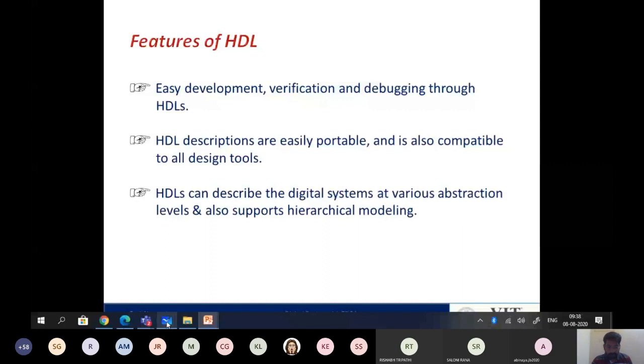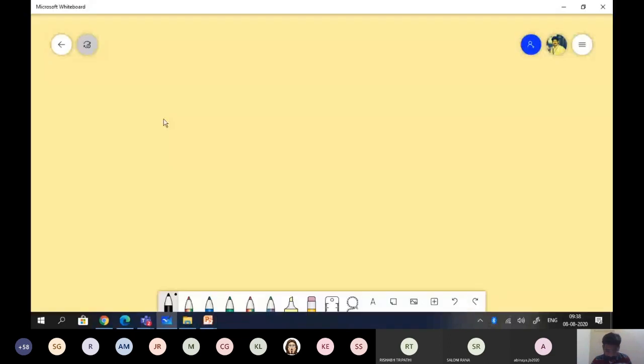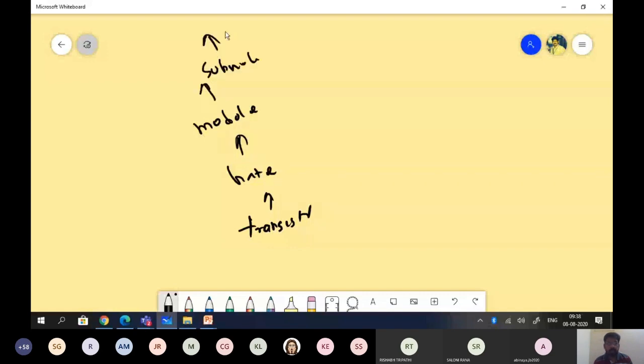So what do you mean by various abstraction levels and hierarchical modeling? We already discussed, starting from your transistor level to the gate level, then the module level, then submodule, and system level. So I can define any abstraction level in your Verilog HDL, and then you can model it.